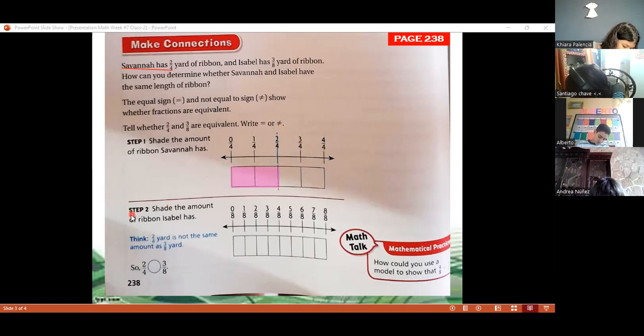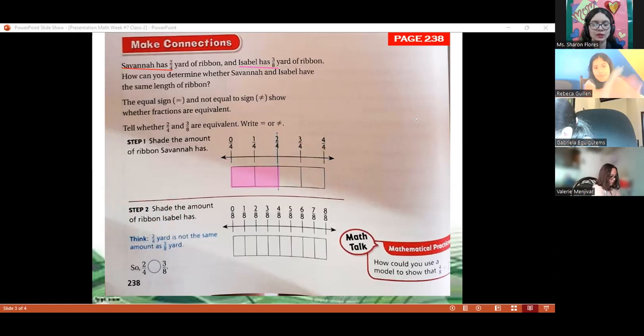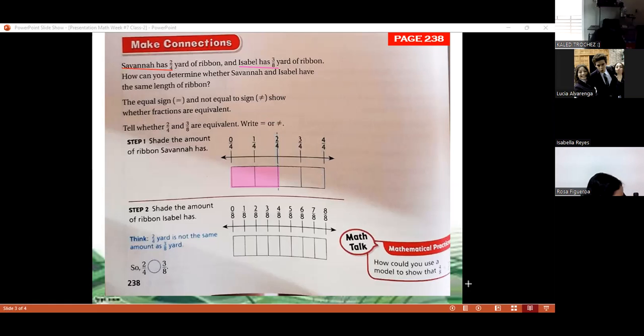Now, step number 2, we have to shade the amount of ribbon that Isabel has. What is the amount for Isabel? Isabel, it says, has 3 out of 8. So we have the same representation, but divided into 8 equal parts now. You see, I have the same rectangle here. The rectangle is the same size. Start here from 0. Here it goes to 4 out of 4, but here is 8 out of 8. But you see, it's the same size.